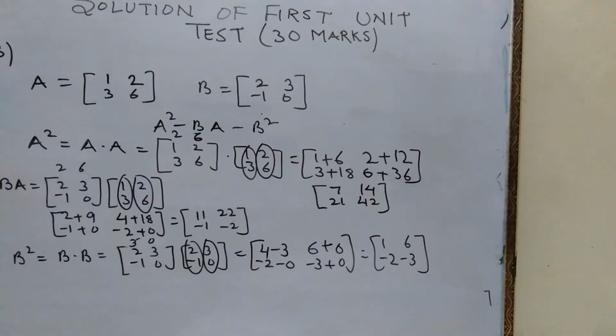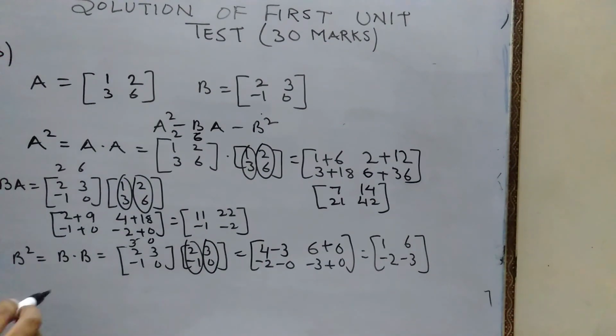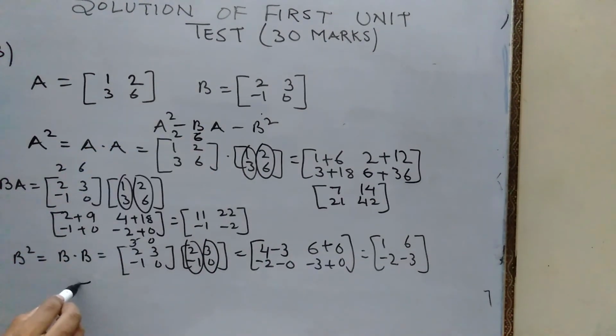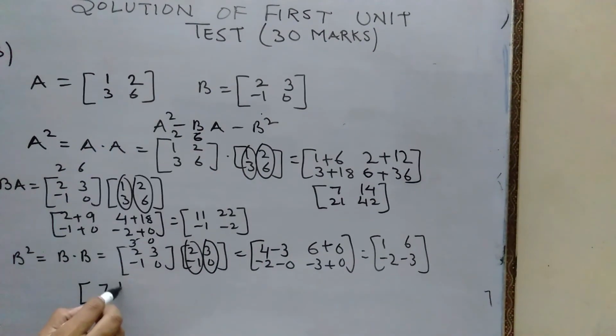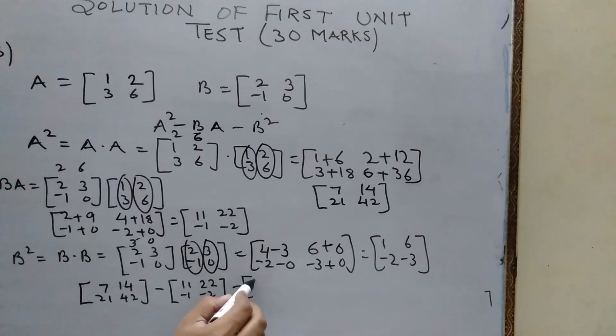So we have A square, BA and B square. Now substitute the values in the given equation. A square is 7, 14, 21, 42, minus BA, 11, 22, minus 1, minus 2, minus B square, 1, 6, minus 2, minus 3.